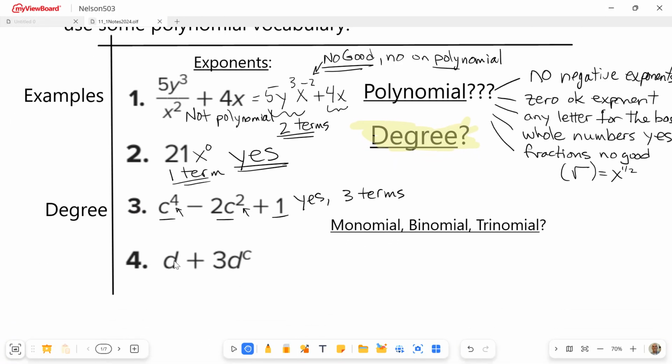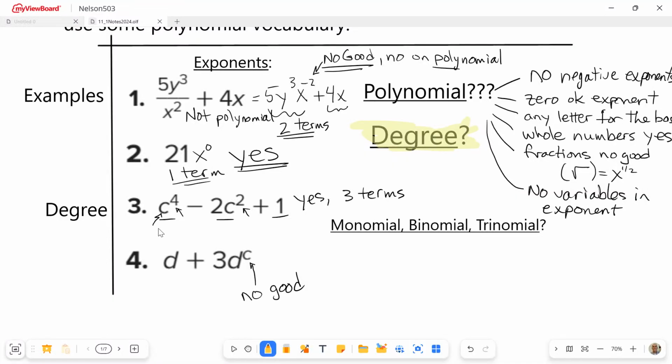We've got another, wait, uh-oh. There's a variable in the exponent. No good. You cannot have variables in the exponent. So let's add that: no variables in exponents. Variables belong in the base. See, this is the base right here. Let's make a little note of that. The base is c in this case, and then the exponent is a 4, a 2, and I guess you could think about it as c to the 0, but you don't really have to worry about that.